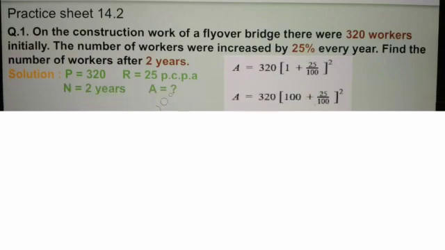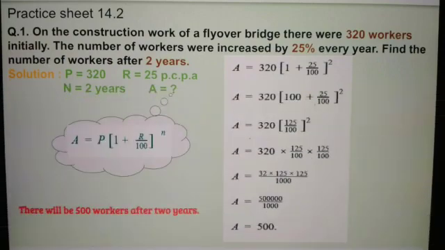Let's go for practice set 14.2. The first sum. On the construction work of a flyover bridge, there were 320 workers initially. The number of workers were increased by 25% every year. Find the number of workers after 2 years. So here children, what is the number of workers? 320. So 320 will be your principal. So rate of increase is what? 25% per annum. So that is R. R is your 25%. Number of years is 2 years.